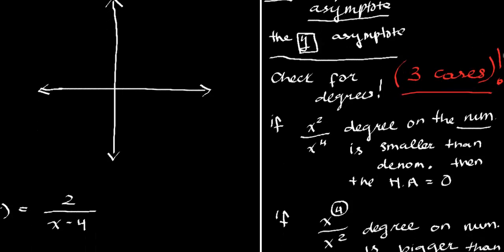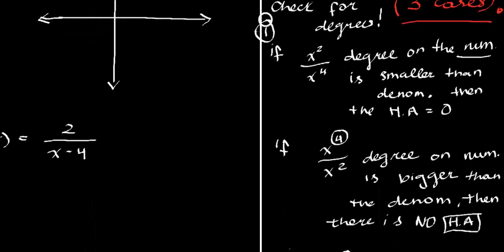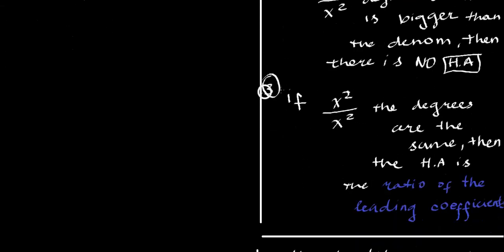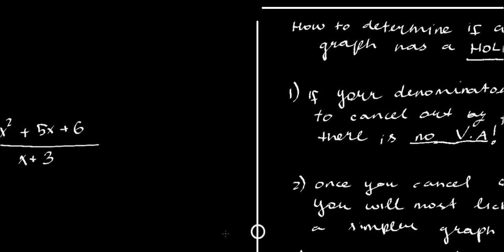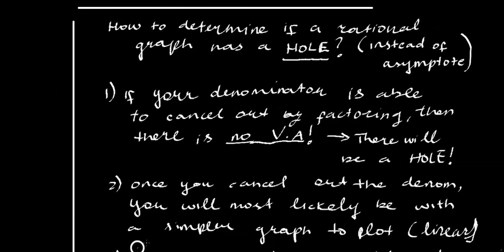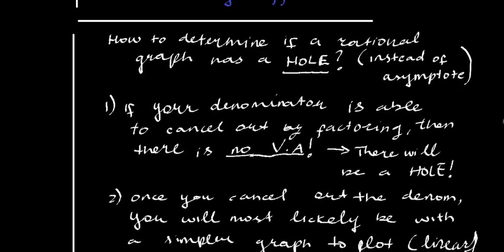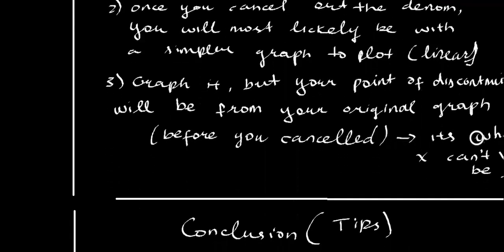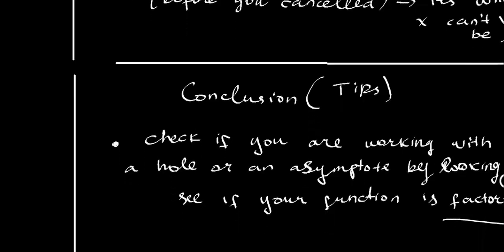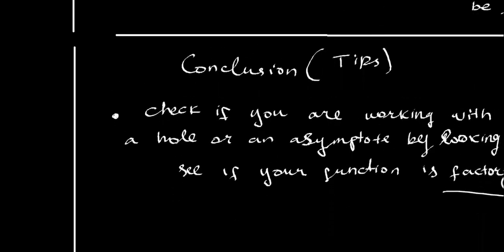You will need them. So case number 1, case number 2, and case number 3. So that's that, and then the last part, I know, it's a little intimidating, but I will make it sure. I just wrote everything down. This is basically how to determine if a rational graph has a hole instead of an asymptote. And this is just very long, I know, but I will shorten it, I promise you, and this is just a little tip. So that's it.